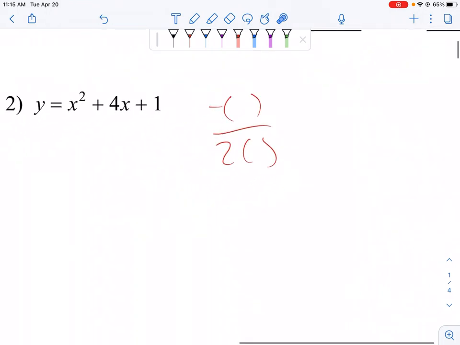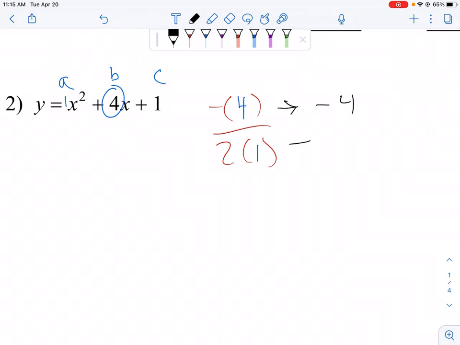Let's try it again here on number 2. So I'm going to say negative b. My b value is 4 because I have a, b, and c. So a is over 2 times a, which is 1. That's going to make a negative 4 over 2. And then that gives us a negative 2. So our axis of symmetry, x equals negative 2.